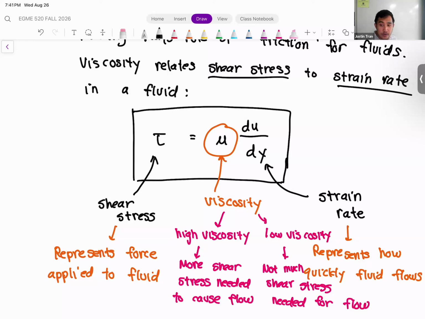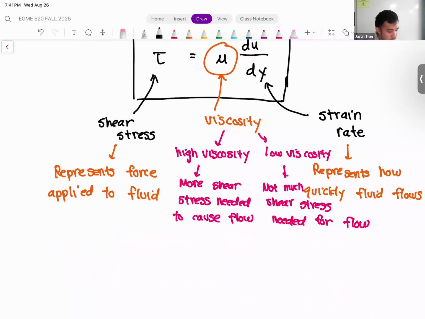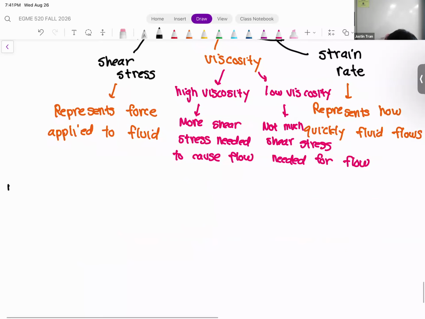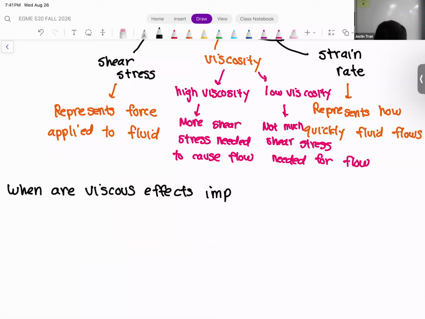All right. Any other questions on viscosity here? Okay. All right. So one last thing I want to mention before we get to fluid kinematics is let's talk about when viscous effects are relevant, or important, I guess you can say.